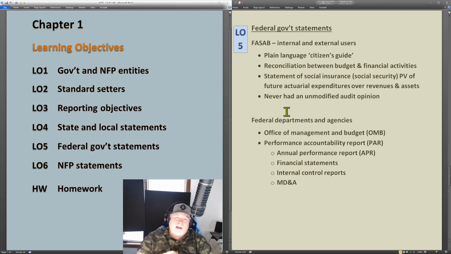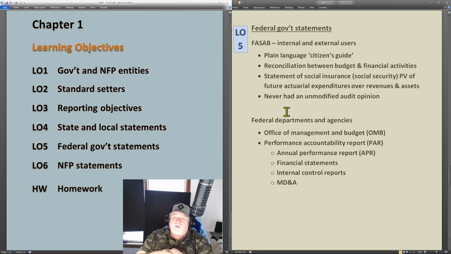But for those who are my age, Social Security might not last by the time I retire. I don't know if it'll last for any of you youngins. Anyway, because it's such a big part of the federal government's budget, there's actually a statement of social insurance, basically doing a present value, saying, we believe in the future we're going to have to spend this money.